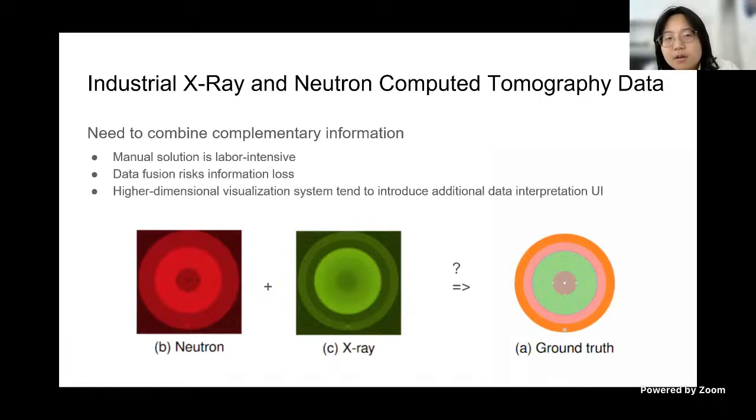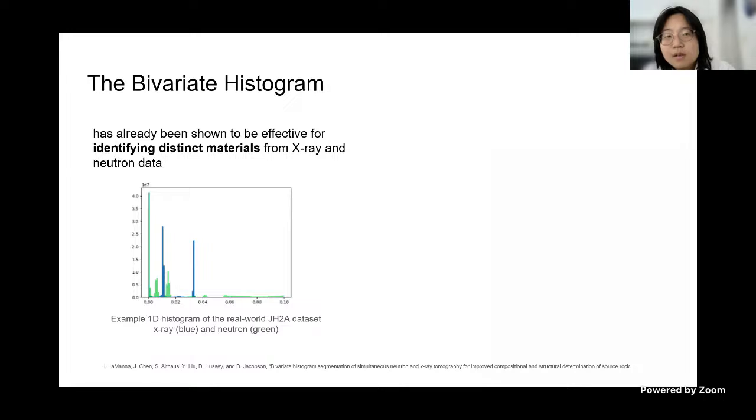But how? Manual solution is labor-intensive, as someone has to go into the volume and label each voxel, and data fusion technique, which combines multiple channels into one scalar field, risks information loss. Higher dimensional visualization systems tend to introduce additional data interpretation UI, which adds complexity on the user side. The bivariate histogram, however, has already been shown to be effective for this type of task, that is to identify distinct materials from both X-ray and neutron data.